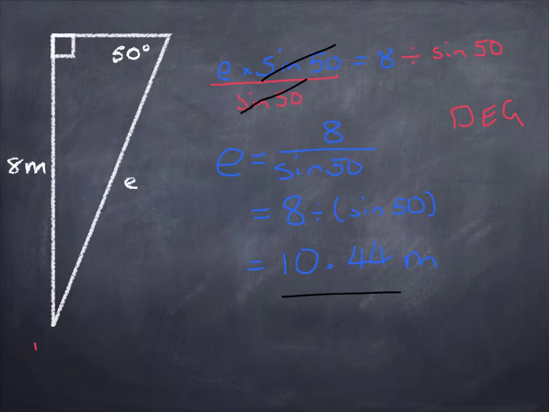Again, we can use a bit of a logic check here. We were looking for the hypotenuse, our longest side, and the shorter side we were given is 8 meters, so this has to be longer than 8 obviously, and 10.4 is longer than 8. Beautiful. We're done.